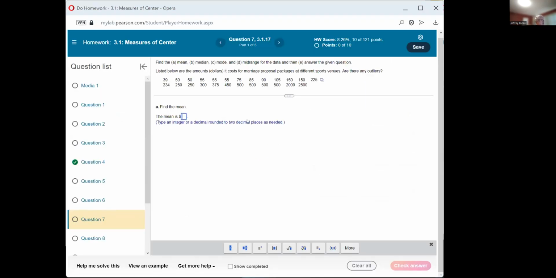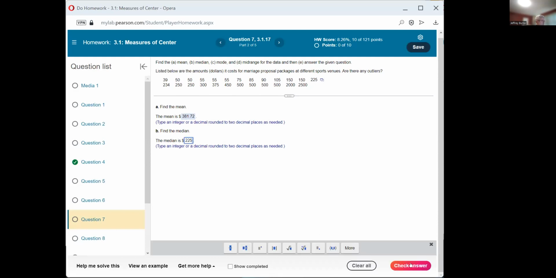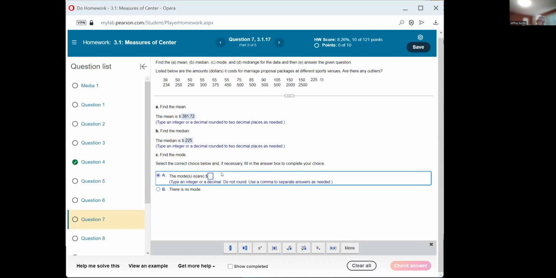Okay, so it says the mean of this, rounded to 2 decimal places, which is good. That's going to be 381.72. And it says the median, we have a median of 225. And it says the mode of the data is or are. Sometimes there may be more than one mode for data. According to the program, 500, which is 1, 2, 3, 4 times, and StatCrunch provides this as the mode. So I'm going to put that here.